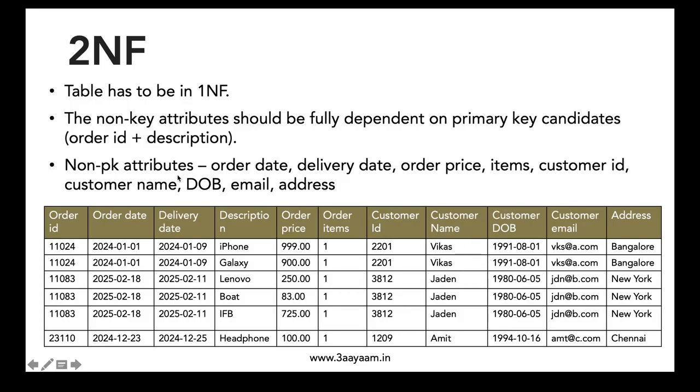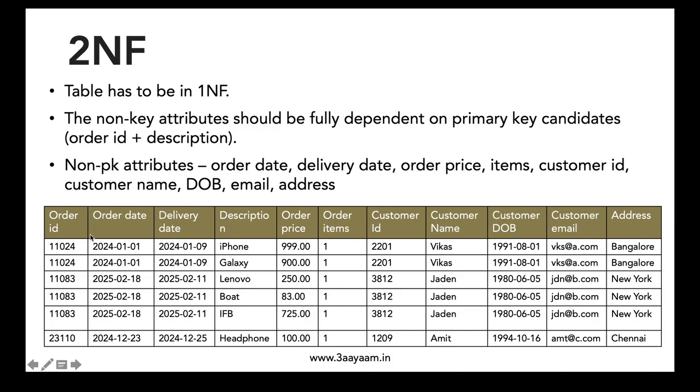So what it says is that all the non-key attributes should be fully dependent on the primary key candidate. So now we'll do an exercise wherein we will make sure that this table is in second normal form. If not, then we'll have to do certain other things. What second normal form says is that the non-key attribute should be fully dependent on the primary key or primary key candidates. In our case, order ID and description. So all the non-key attributes should be dependent on order ID and description.